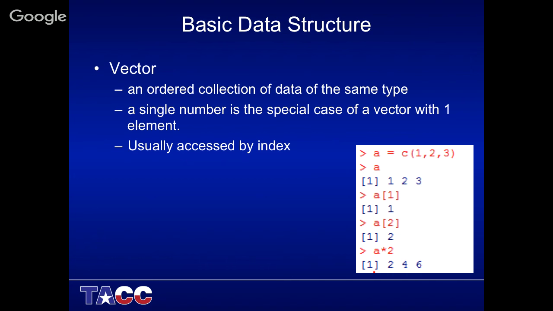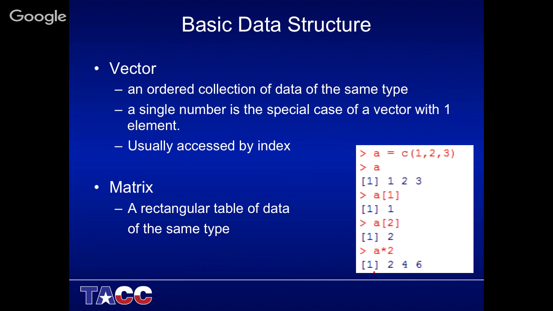So A of square bracket 1 means basically give me the first element, second element. And you could also run mathematical operations on them, like multiplying the whole thing by 2. So you get the whole collection with each element multiplied by 2. So the built-in mathematical operations get applied to each element of the collection.